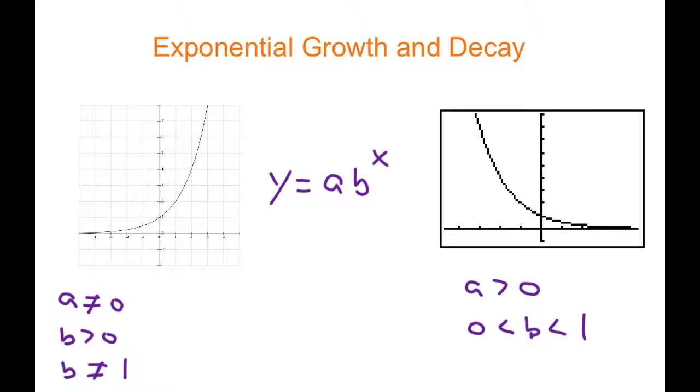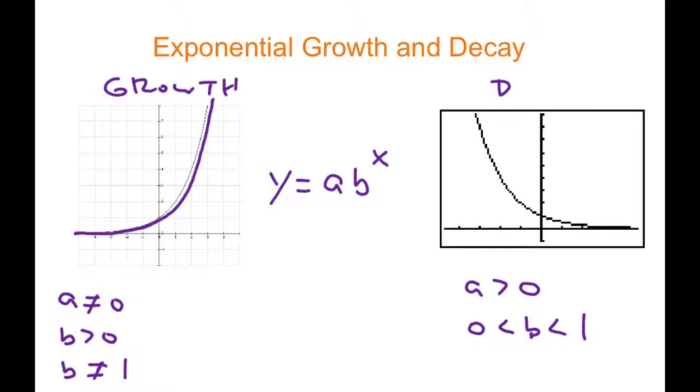Today we're going to look at exponential growth and decay. On the left side here, this would be growth. It's starting off low and it's slowly increasing, then it just shoots up sharply. Exponential growth really goes up quickly.